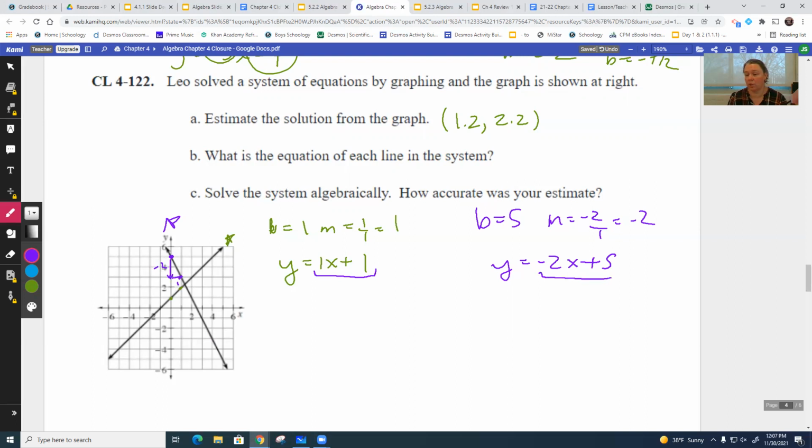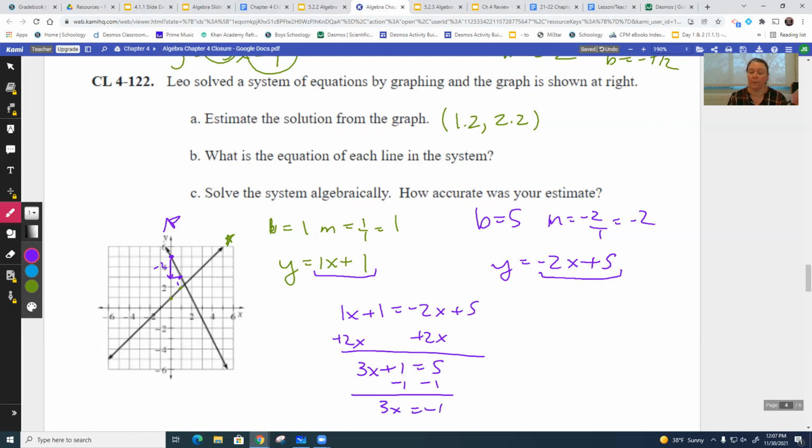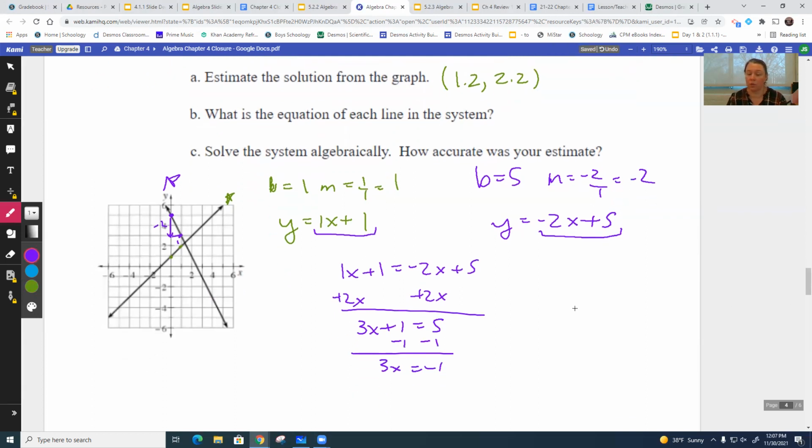So now I would set these expressions equal to each other. So I'd have 1x plus 1 equals negative 2x plus 5. If I add 2x to both sides, I would have 3x plus 1 is 5. And then if I subtract 1, I have 3x is 4. And then I want to solve for x, so I'm going to divide both sides by 3. So I get x is 4/3, which is the same as 1 1/3. So that's the same as 1.3 repeating, and I estimated 1.2.